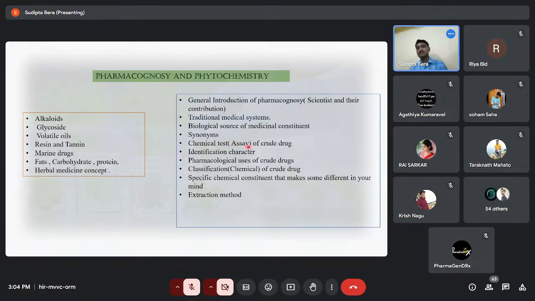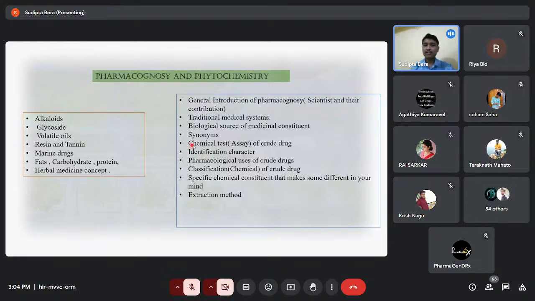And chemical tests. What are the chemical tests? This is the important chemical test. Every year questions are asked from this chemical test. When we use the Bonntrager test, when we use the alkaloid, different kinds of tests like Brucine test, like Thalleioquin test. What are the different tests used to prove identification? So that is important.